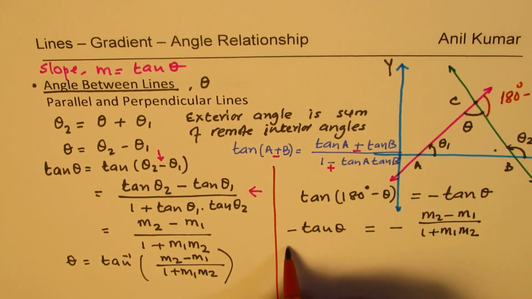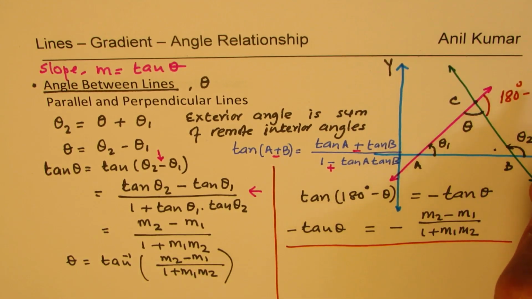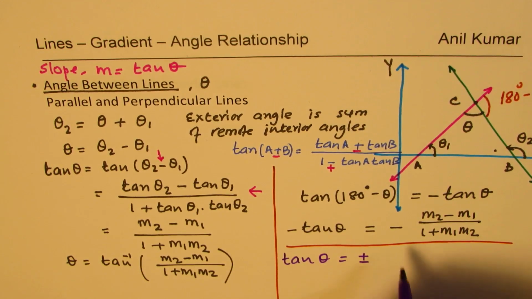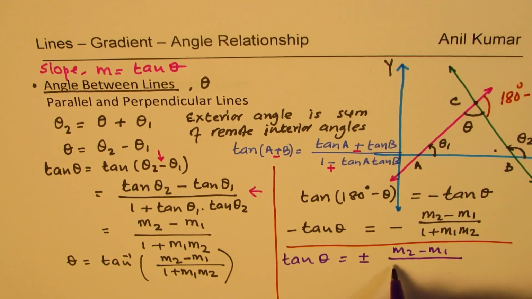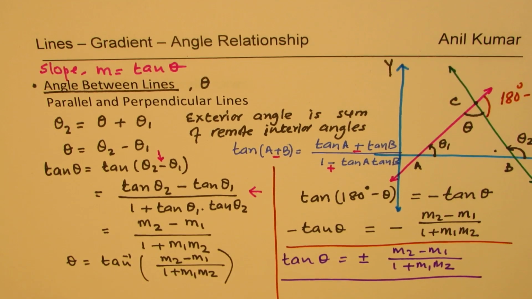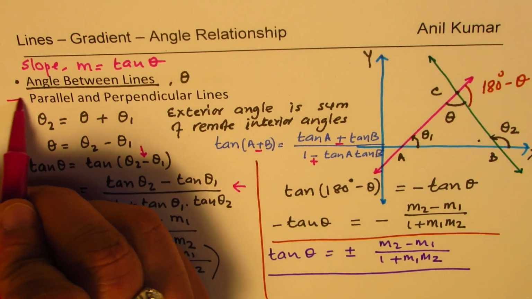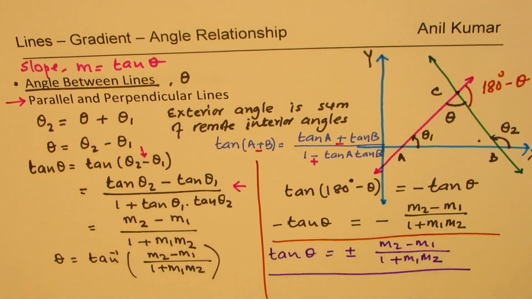Now combining these two, since we know the angle could be an obtuse angle or an acute angle, the general expression could be written as tan theta equals plus or minus, right? It could be negative or positive, (m2 minus m1) over (1 plus m1 m2). Is that clear? So that becomes a very important relation for us to find the angle between the two lines. So now we understand how to find the angle between the lines. And on the next page, let's consider parallel and perpendicular lines, right?